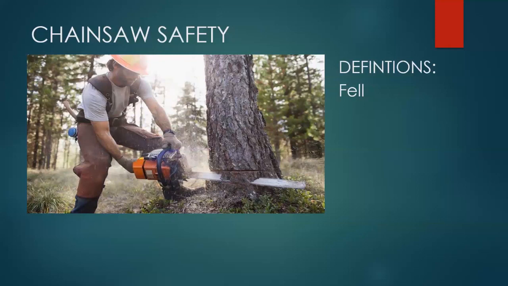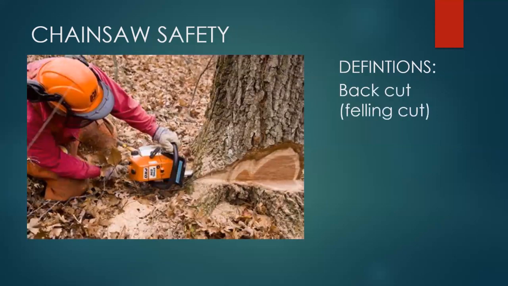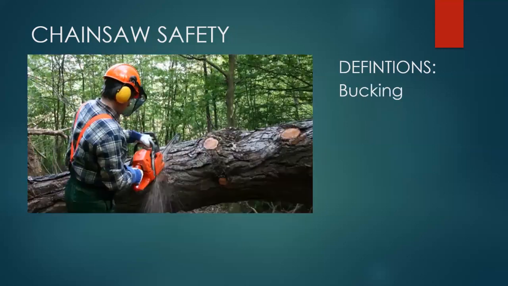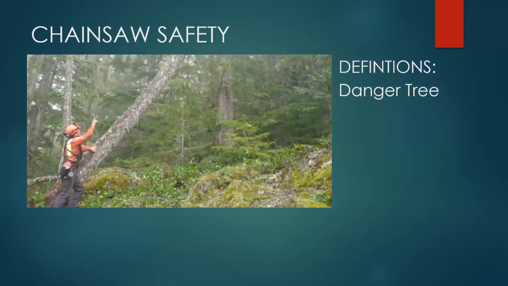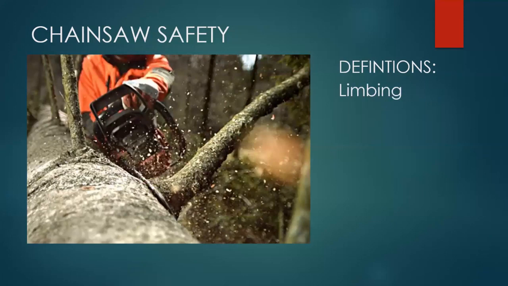Let's familiarize ourselves with some common definitions of terms used when performing chainsaw activities. The first term is fell or felling, which means to cut down a tree. Back cut or felling cut is the final cut in a felling operation when dropping a tree. Bucking is sawing felled trees into sections called logs. A danger tree is a standing tree that presents a hazard to employees due to deterioration or physical damage to the root system, trunk, stem, or limbs, and the direction and the lean of the tree. Limbing is simply cutting the branches off felled trees.